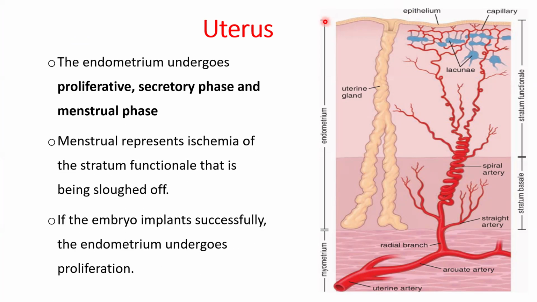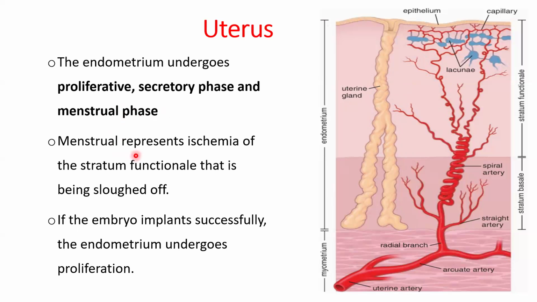Okay, so the endometrium undergoes the proliferative, secretory, and menstrual phases. These are the three phases that the endometrium undergoes. The proliferative phase will have proliferation of the stratum functionalis. Secretory is the production of various substances by the uterine glands in preparation. Even the hormones increase at this point. And then the menstrual phase happens if there is failure of implantation.